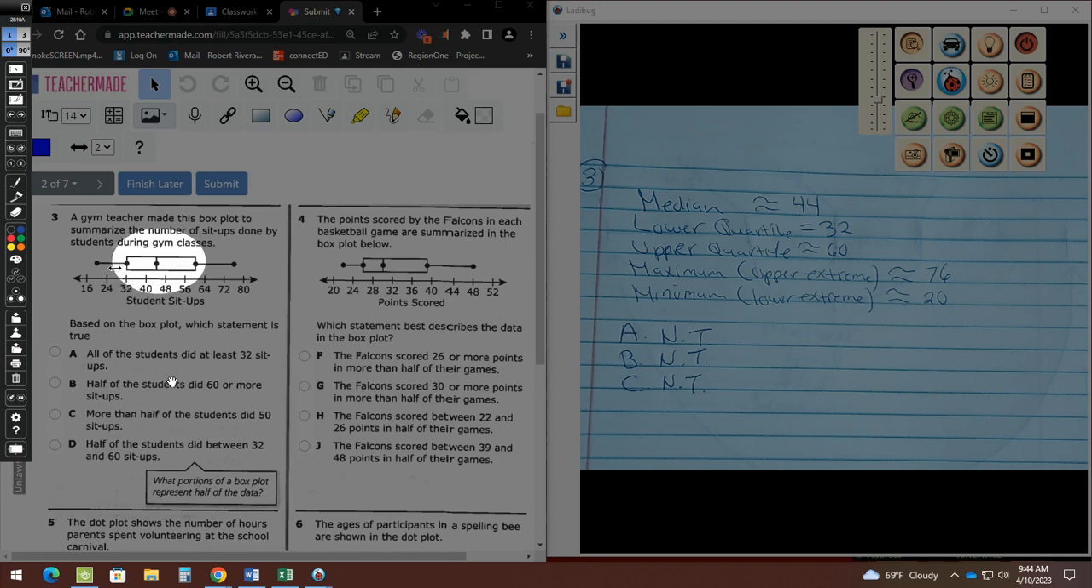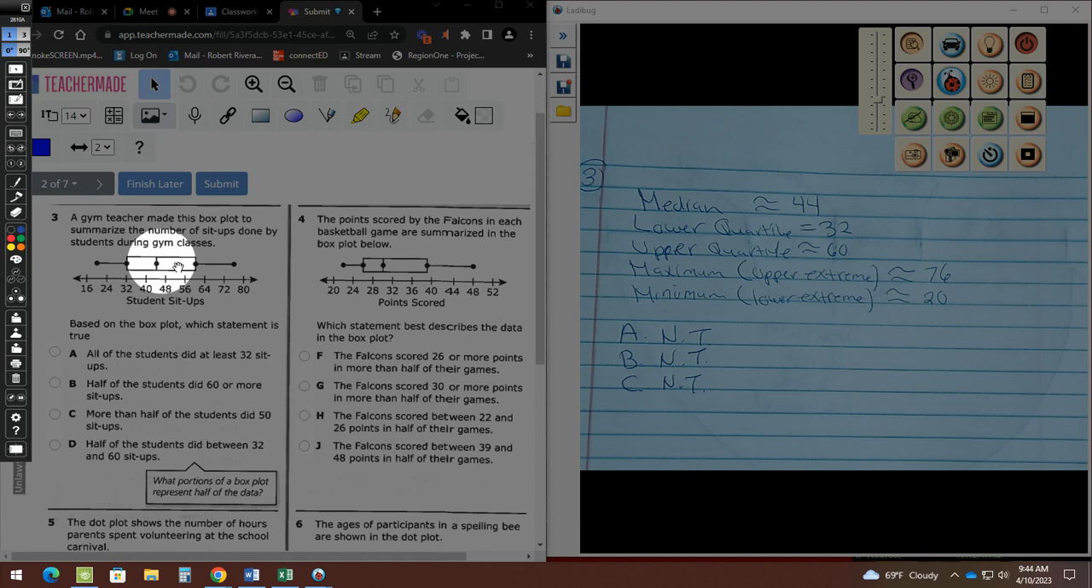Again, let me tell you. Between means entre medio de aquí y de aquí. That's what between means. Between 32 and 60 sit-ups, they're saying half of them did that. Well, yes, it's true because Mr. Rivera taught us that each of these is worth 25%. So 25 plus 25 would be 50, and 50% would be half.